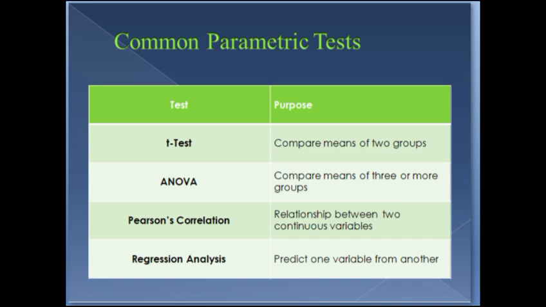First is the t-test, which is used to compare means of two groups. ANOVA compares means of three or more groups. Pearson correlation identifies the relationship between two continuous variables. And regression analysis is used to predict the effect of one variable on others.